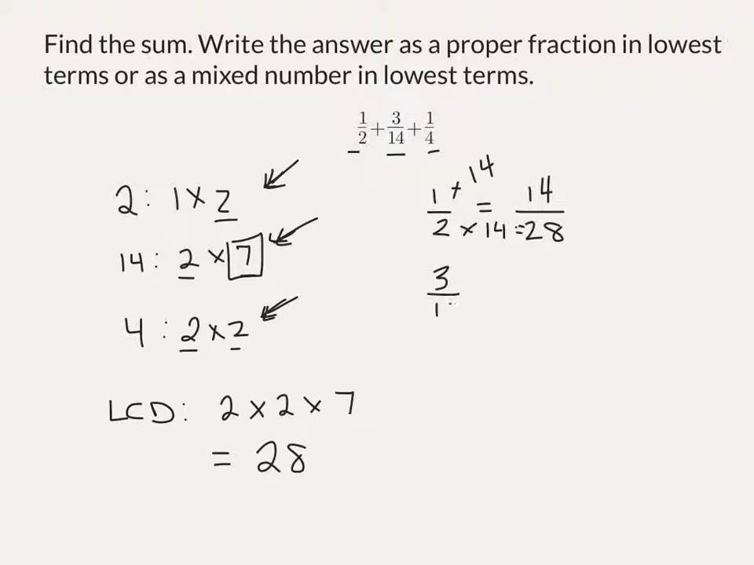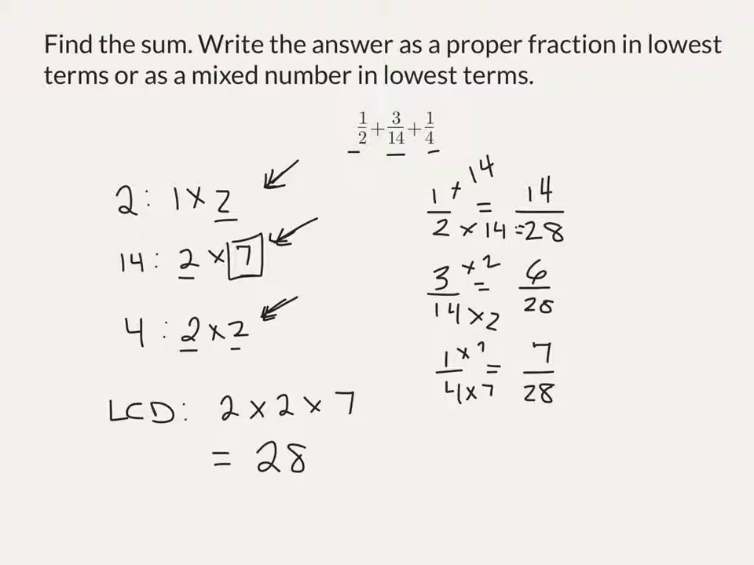Next, we'll rewrite 3 over 14. 14 times 2 gave me a value of 28. So I'll do the same to the top. 3 times 2 is 6, so my new fraction is 6 over 28. Now I have 1/4. 4 times 7 gives me a value of 28, so I'll do the same to the numerator. So 1 times 7 is 7. So 1/4 is rewritten as 7 over 28.